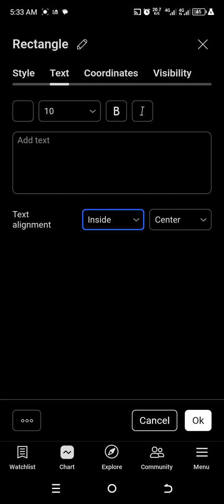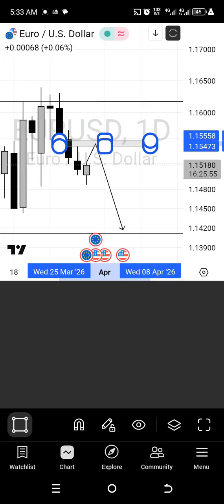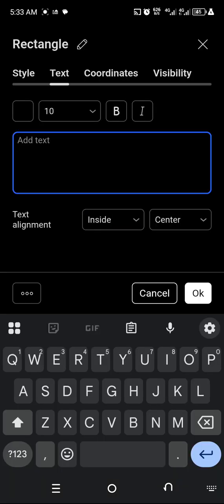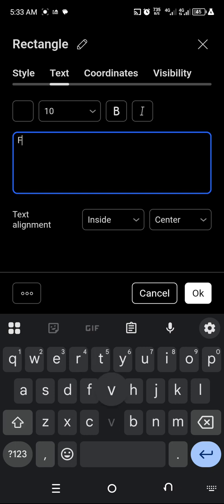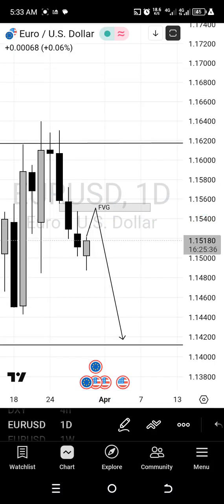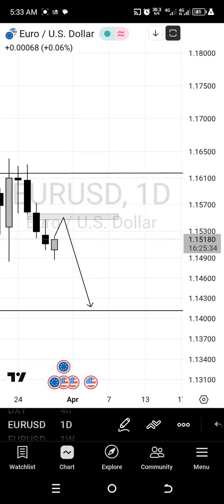So we can call this our FVG. That is my short-term drawn liquidity. Short-term drawn liquidity can be defined just as a retracement before price moves towards our higher time frame drawn liquidity. So that's how I consider my short-term drawn liquidity.